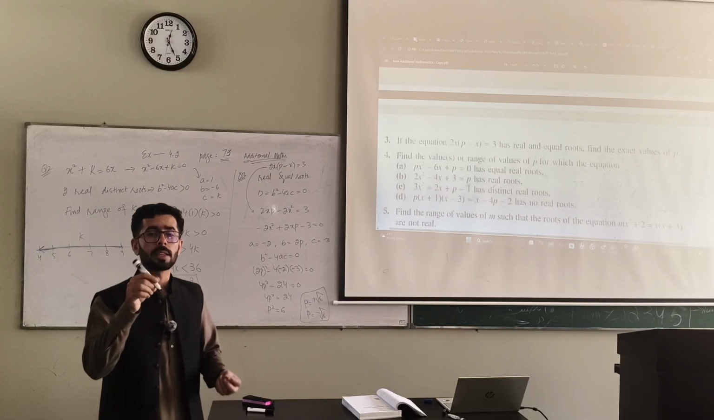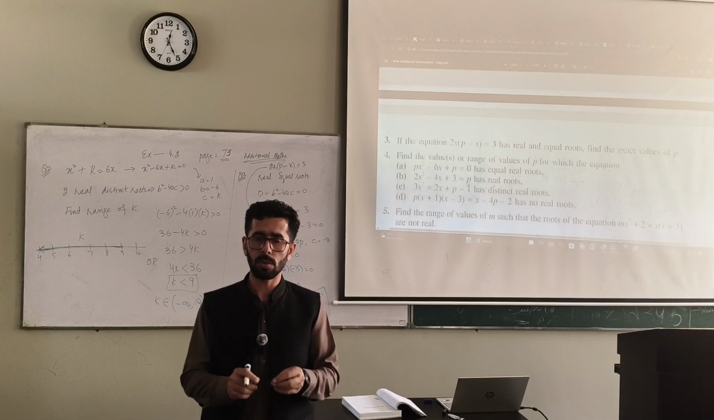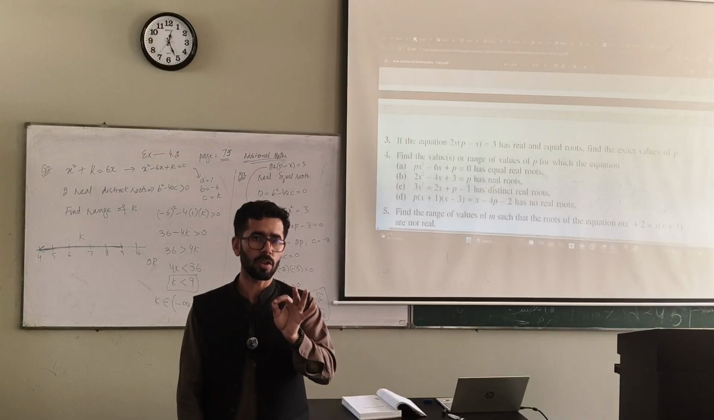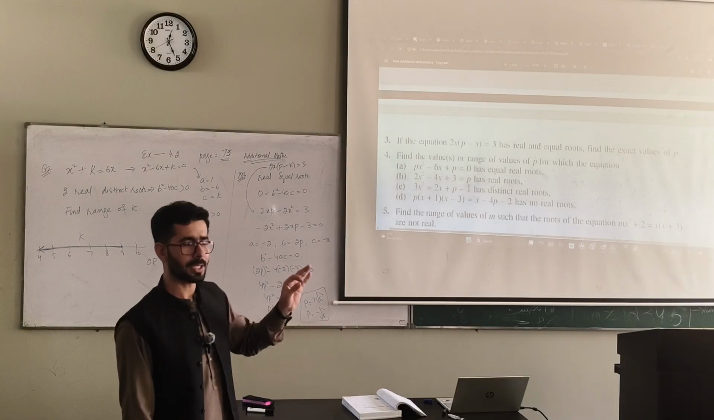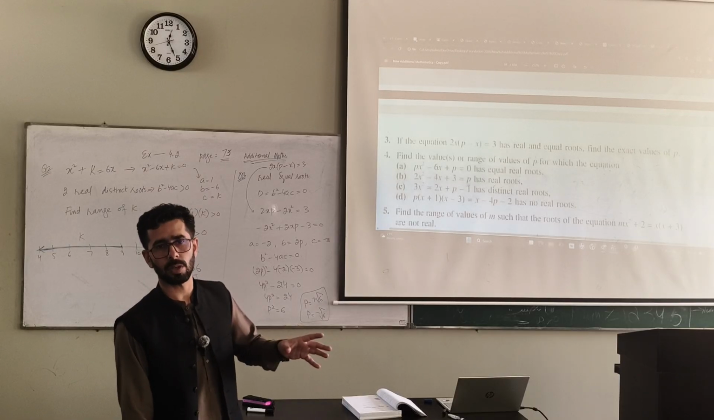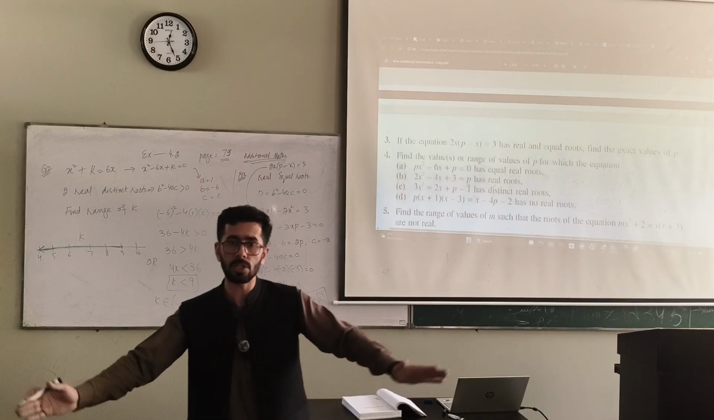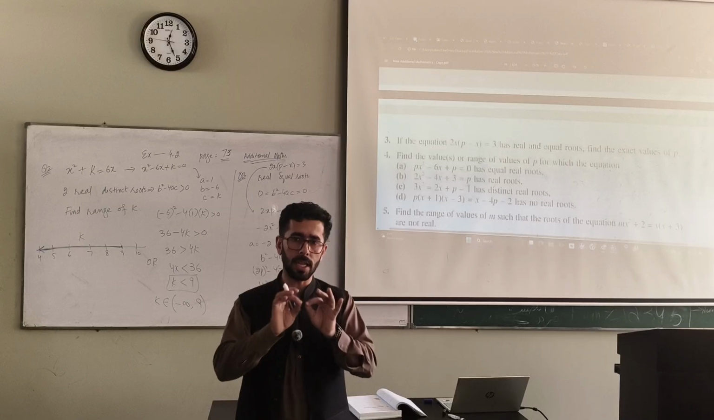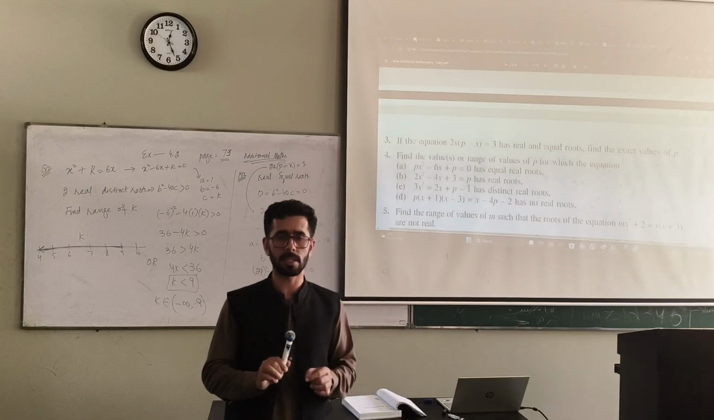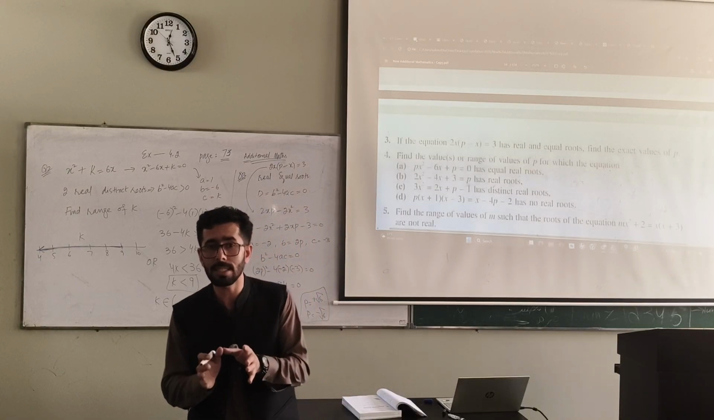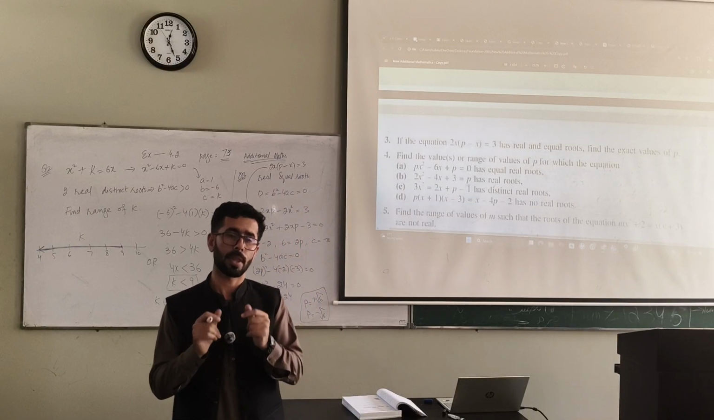So when the equation has real equal roots, you will have fixed values for the unknown. Our unknown here was p. P got fixed values as the square root of 6 or negative square root of 6. We did not get a range of values. We will get a range of values if the discriminant is either bigger than 0 or lower than 0. When the discriminant is exactly 0, we will have fixed values.